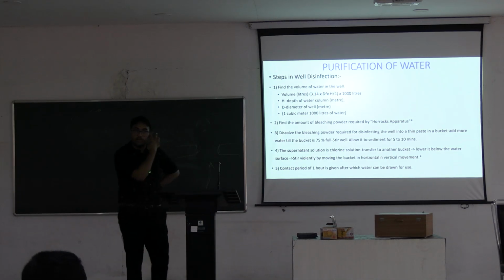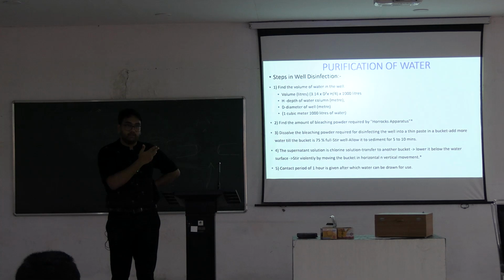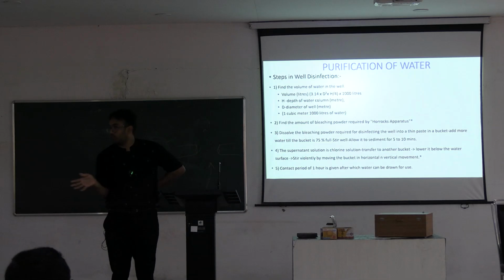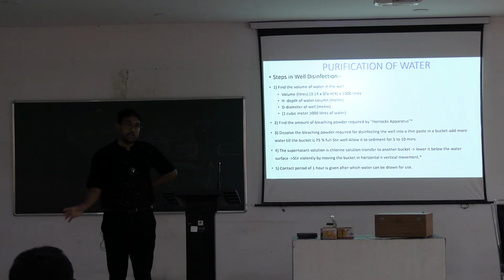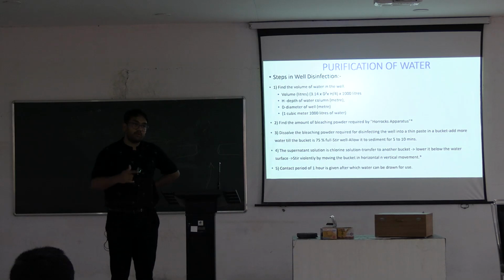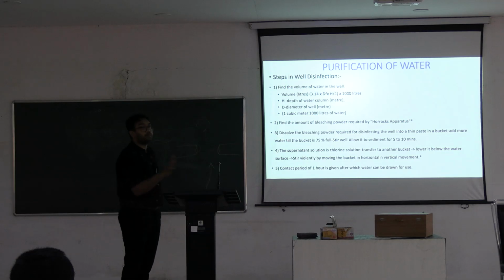As you can see in the first step, all we are doing is estimating the volume of water. If it's a cylindrical well, then it will be pi r square h. Here we have used d, so d by 2 whole square becomes d square by 4. That is why it's pi d square h by 4. That is the formula to measure the volume of the well if it's cylindrical. Suppose it is rectangular, then it will be length into breadth into height if it's cuboidal, isn't it? So it will depend on what type of well it is.